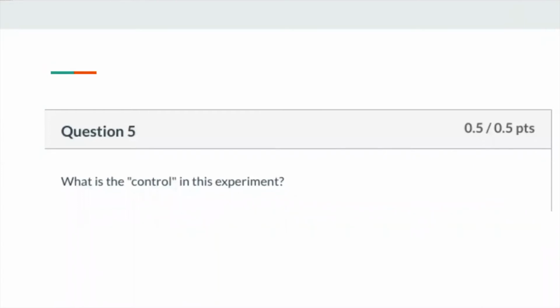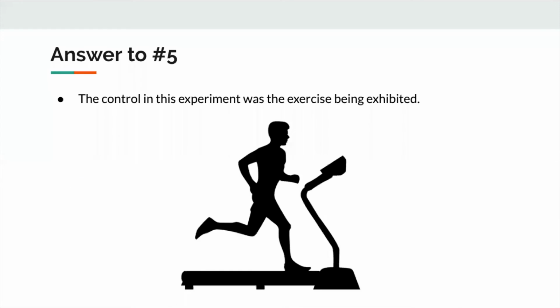On to question 5. What is the control in this experiment? The control in this experiment was exercise that was being exhibited. That one was a pretty simple answer.